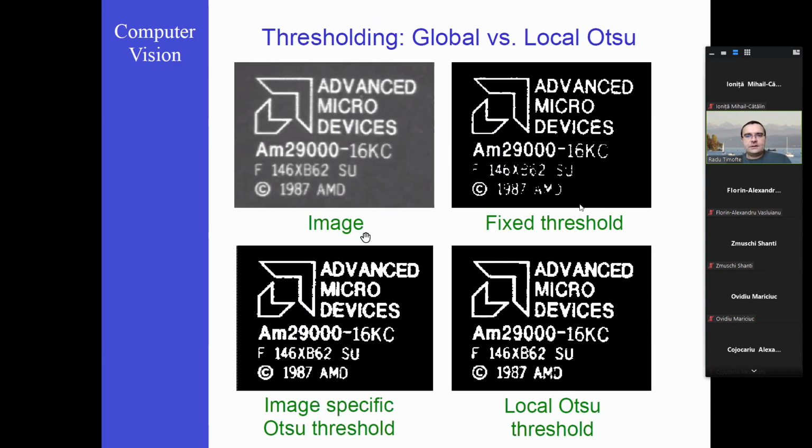Okay, so here are some other examples. We are getting some input image. We have our fixed threshold, and if we are just playing around, we may end up with something like this. If we are applying the Otsu threshold, that is at full image level, and we are just separating in two groups, we are getting this kind of result like here.